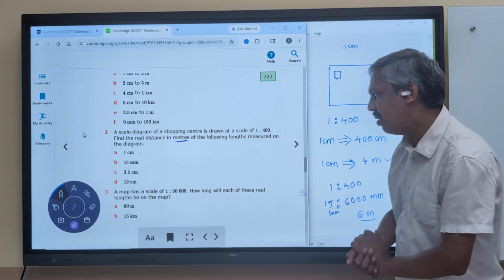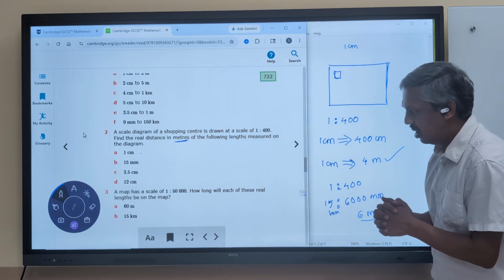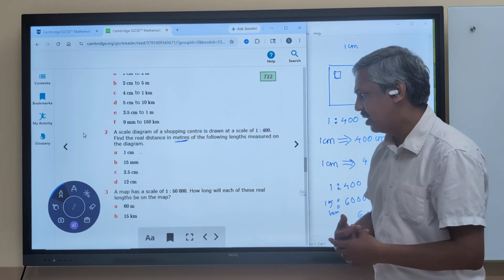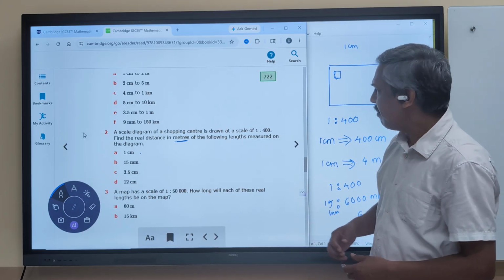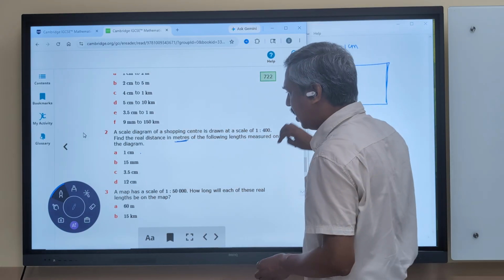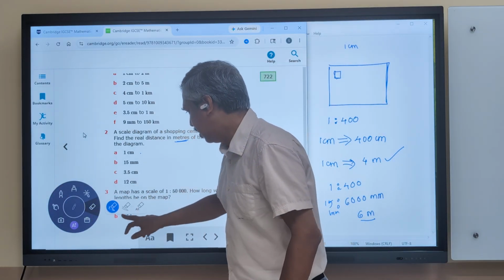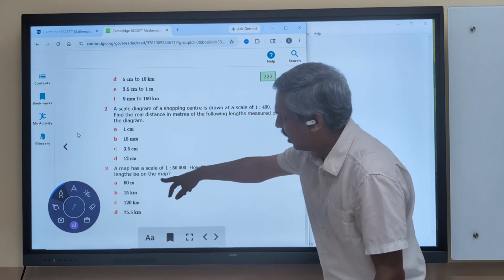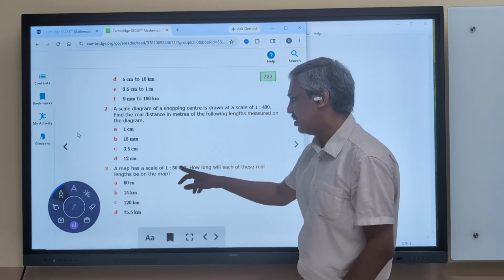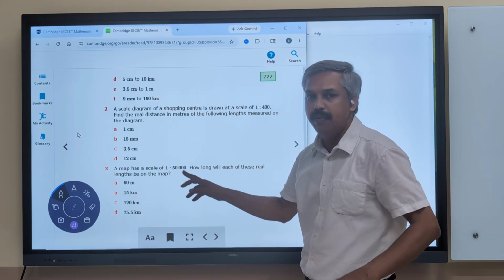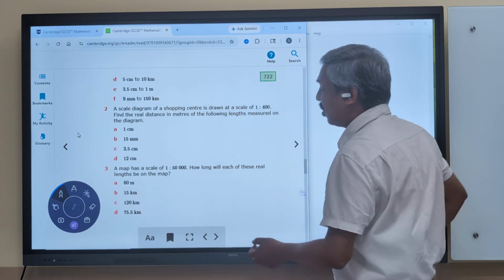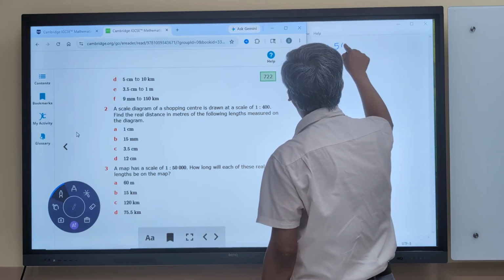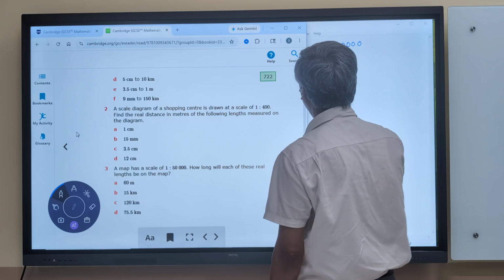A map has scale of 1:50,000. How long will each of these real legs be on the map? So the real length is 60 meter, and we are asked if the real length is 60 meter, on the map it will be how much? So the map is 1:50,000.